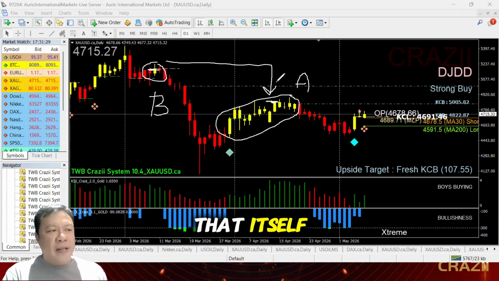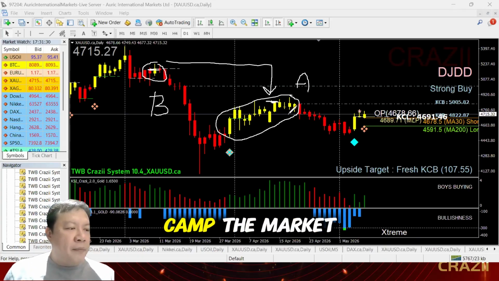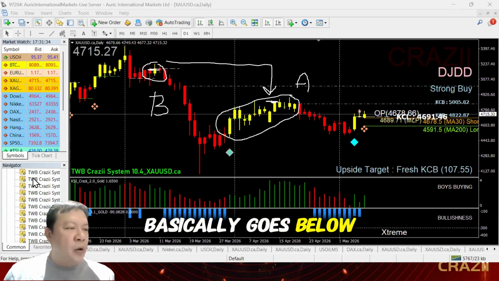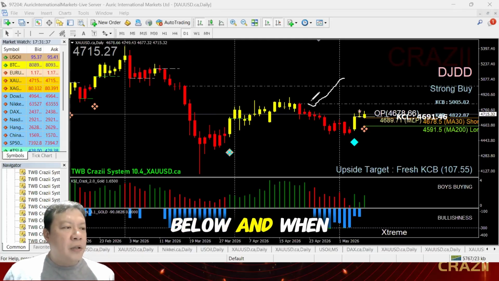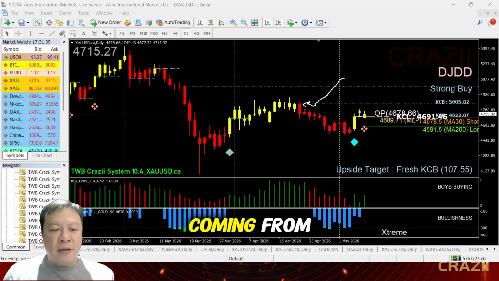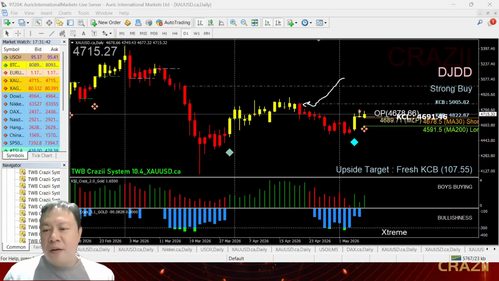So because of that itself, when the market basically goes below, when it goes below and when... Hey, what's the sound coming from? Okay, why is it turned?